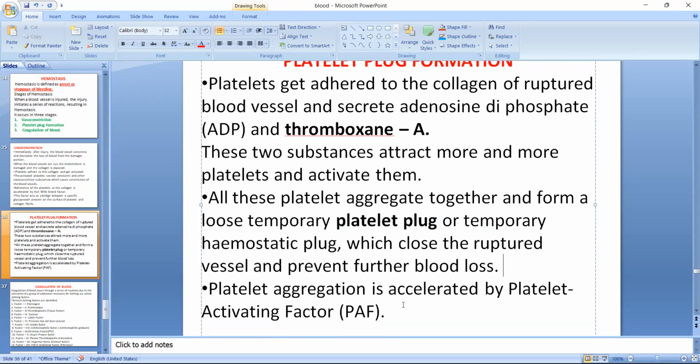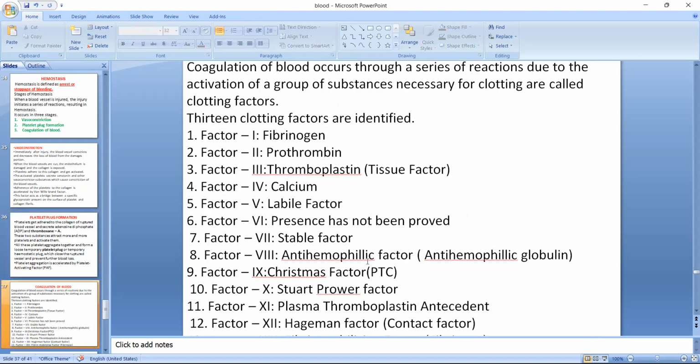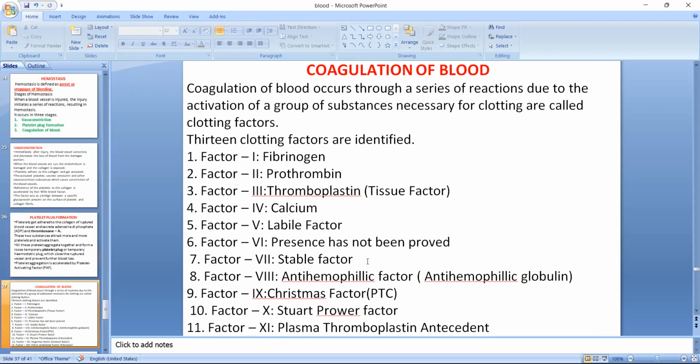The platelet aggregation is accelerated by platelet activating factor present in the blood. I'll stop here; you learn these factors by heart. Anyway, the next stage is coagulation of blood. Coagulation of blood occurs through a series of reactions due to the activation of a group of substances necessary for clotting, called clotting factors.